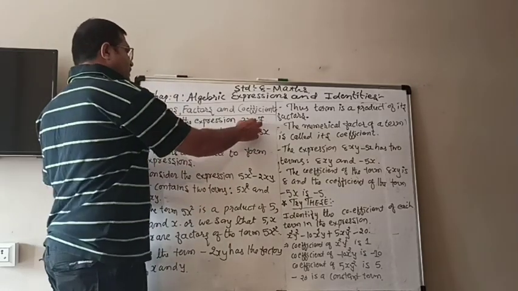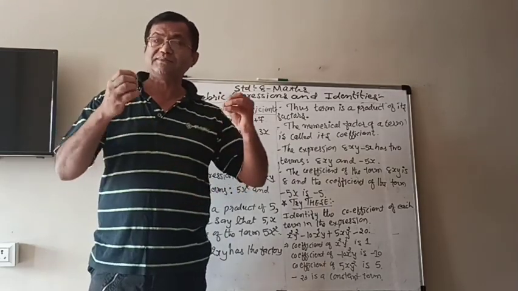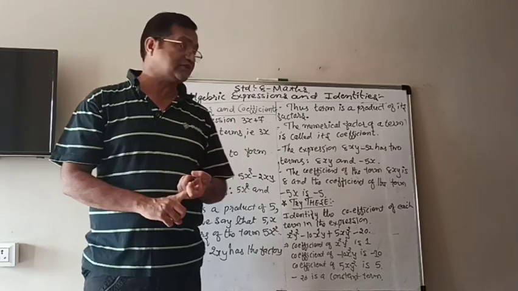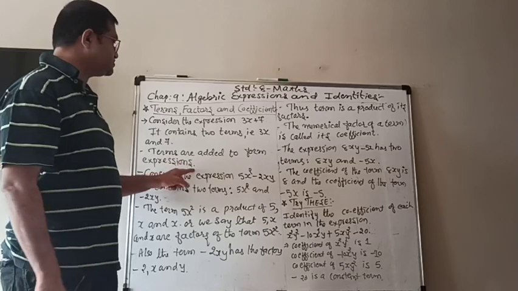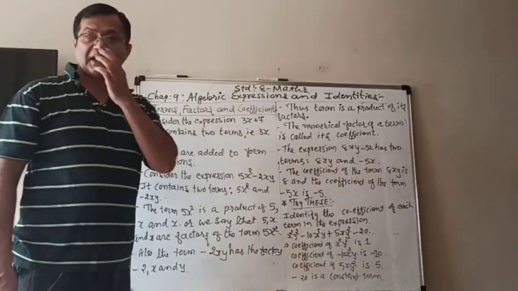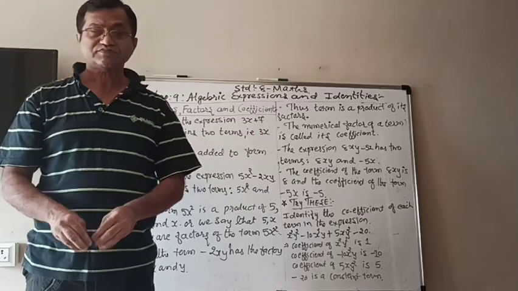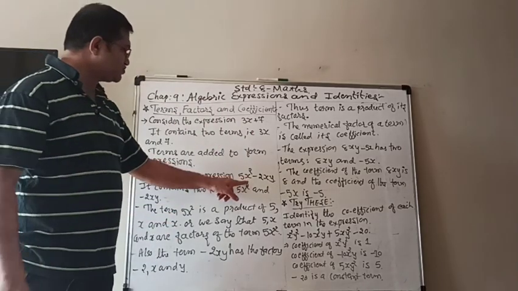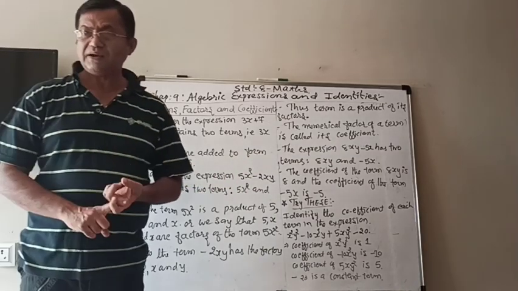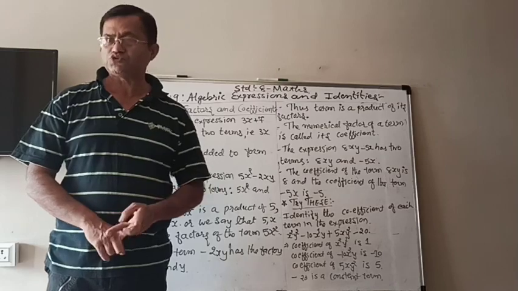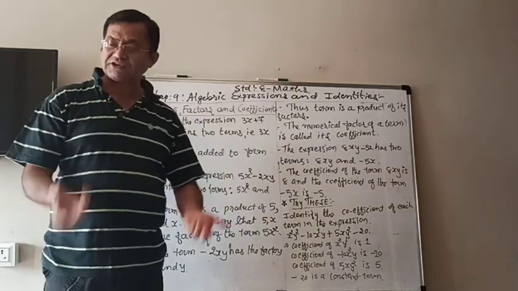So here, when terms are added, we get an expression. Right? So terms are added to form expressions. Here 3x and 7 are the two terms, so we add them and make 3x plus 7. Similarly, you can take this one, 5x square minus 2xy. So you have two terms, 5x square and minus 2xy. When we add them, we get 5x square minus 2xy.